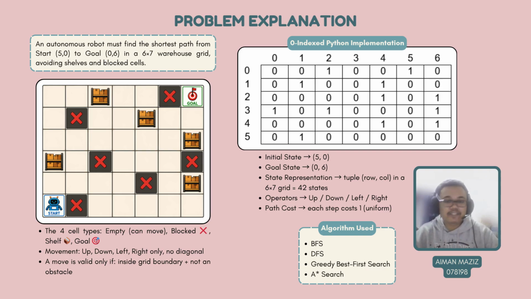Now, our team has done a zero-index Python implementation to make it easier for us to locate cells. As we can see, the initial state starts at 50, and the goal state is at 06. There are 42 states within this grid, and the operator would need to use up, down, left, right, which would cost at least 1 point.